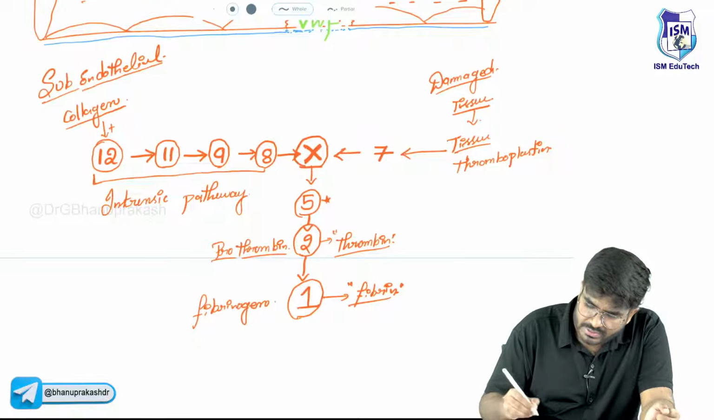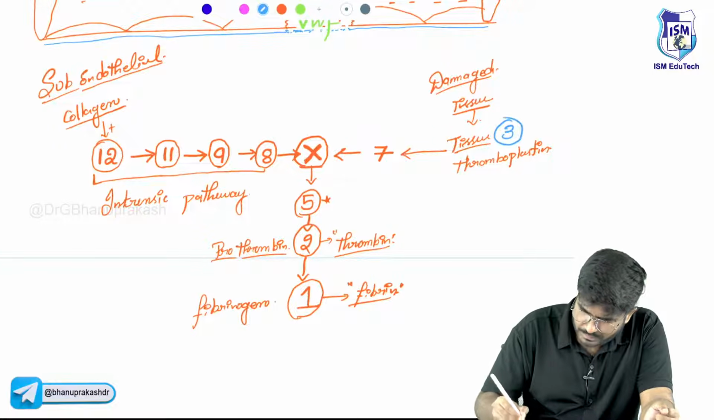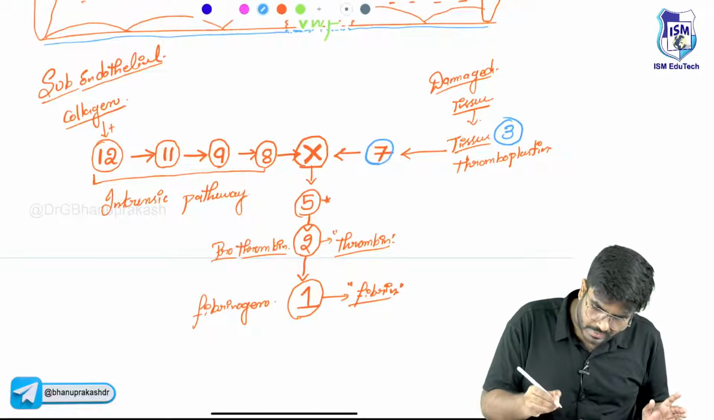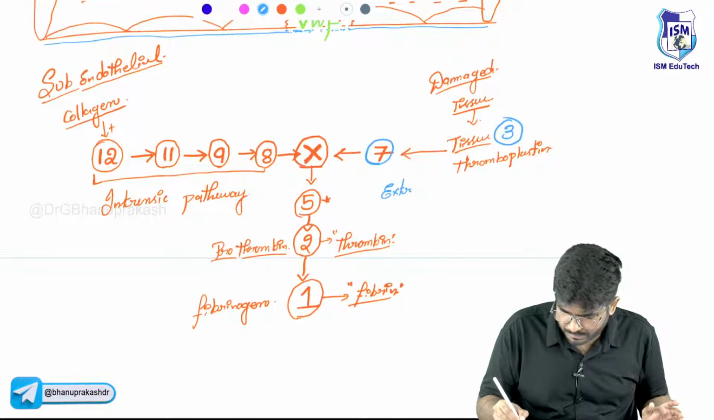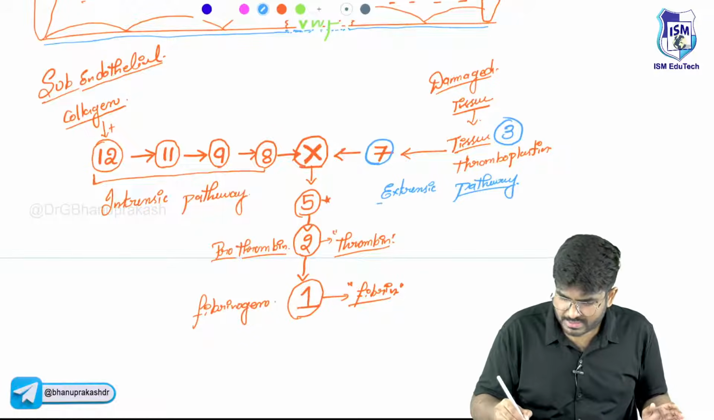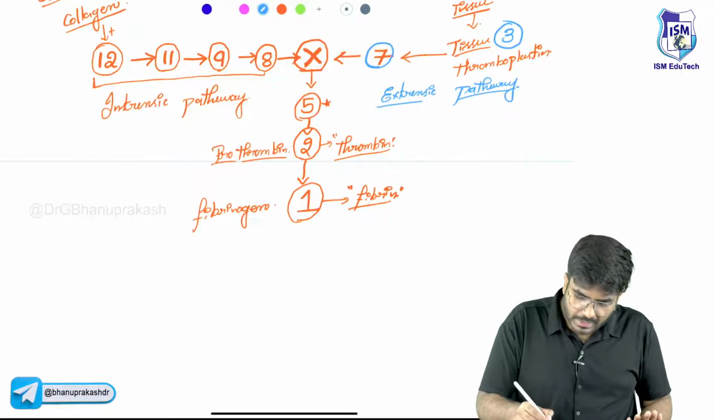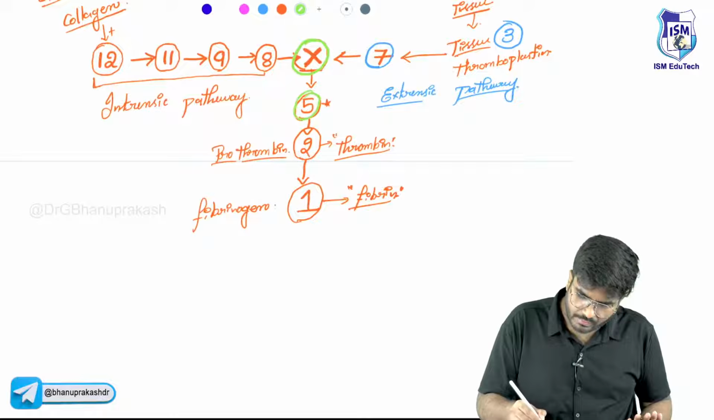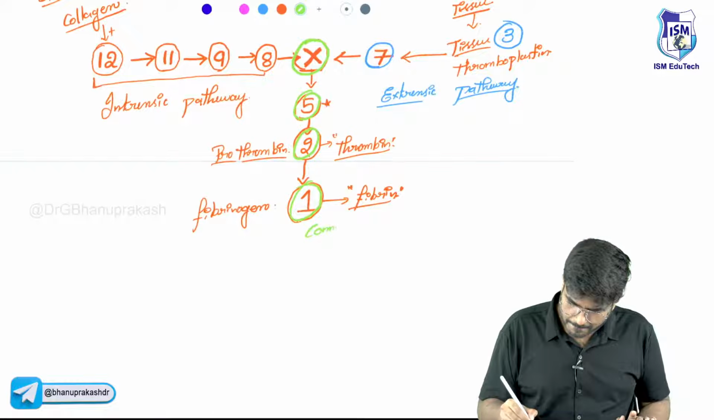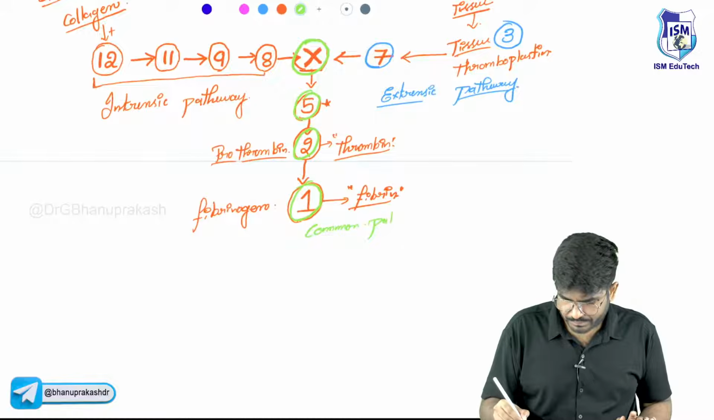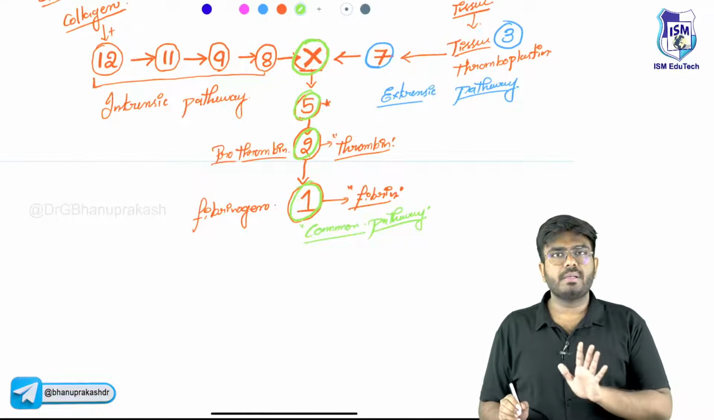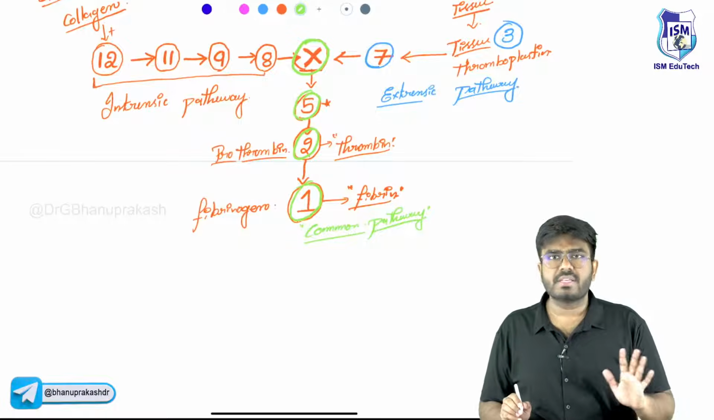So once 7 is activated, 7 is going to activate 10. Once 10 is activated, it means 5, 2, 1. That's it. So this pathway which I am showing you here is the extrinsic pathway. Intrinsic pathway, extrinsic pathway completed. Now this pathway in the center, 10, 5, 2, 1, is the common pathway.